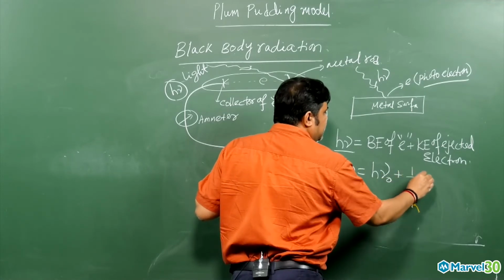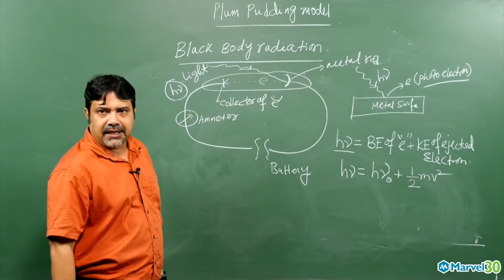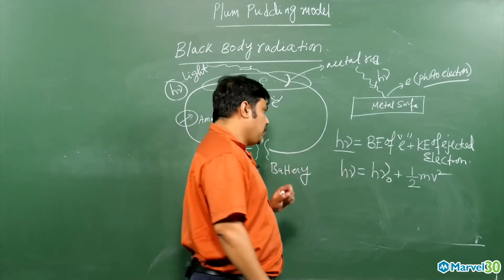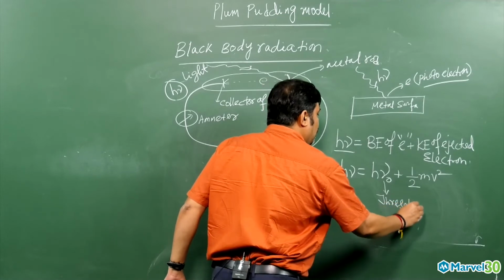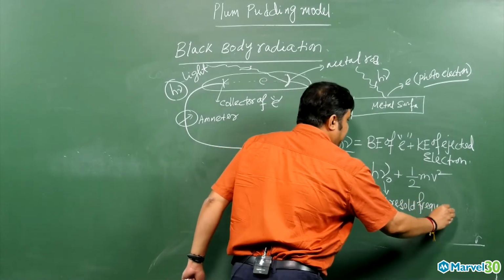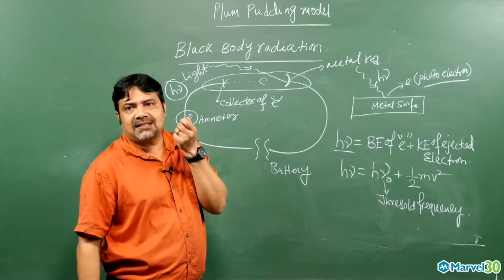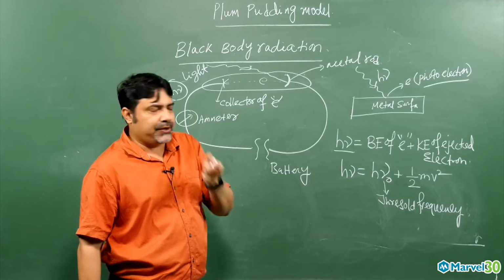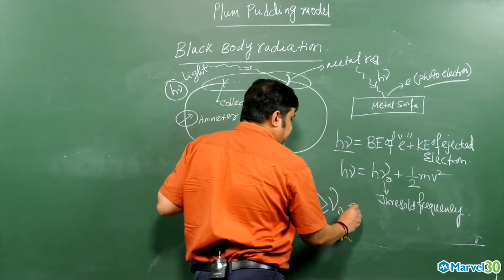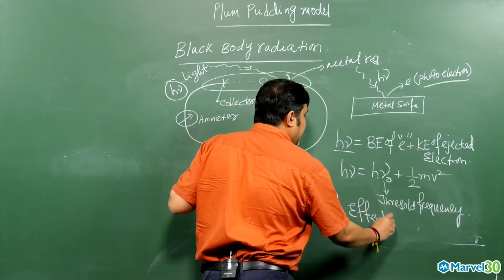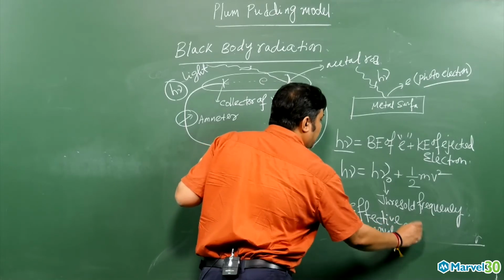If the mass of the electron is m and velocity is v, you know half mv square. So that is nothing but the kinetic energy. And now this nu 0 is called the threshold frequency. That means the minimum frequency which is required to remove one electron from the metal surface is called the threshold frequency. The nu should be greater than or equal to nu 0 for effective removal of the photoelectron, effective removal of the electron from the metal surface.